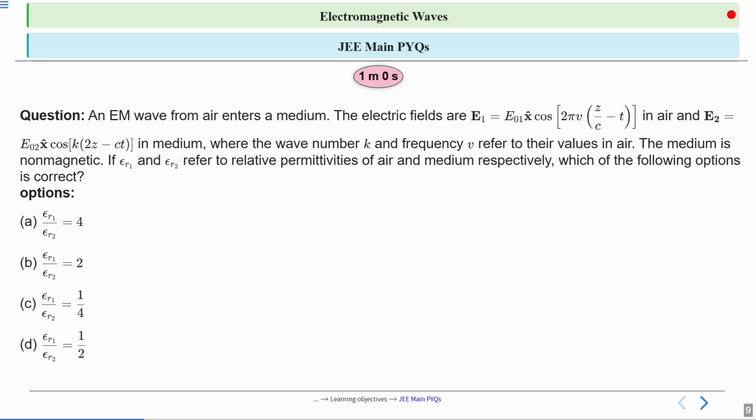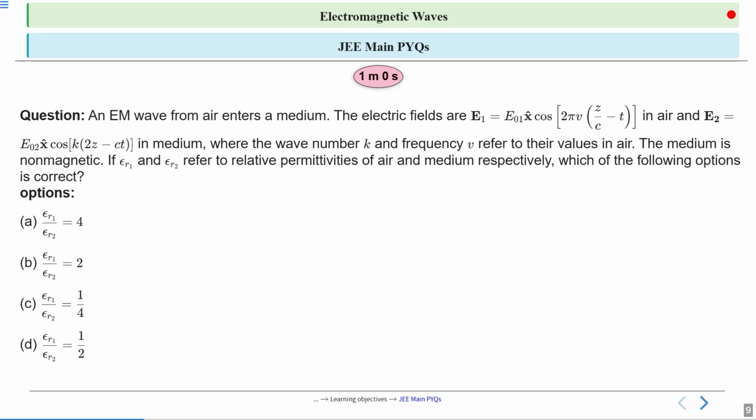So E1 is the electric field in air, and E2 is equal to E naught 2 x cap cos(k 2z minus ct). So this is the second equation, the equation of electric field. That is the form of electric field in some medium, where the wave number k and frequency nu refer to their values in air. So k is the wave number in air, and frequency nu is the frequency of electromagnetic wave in air.